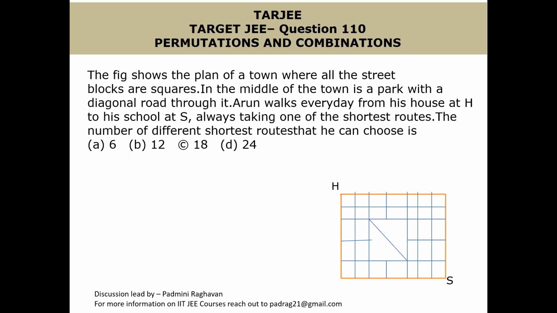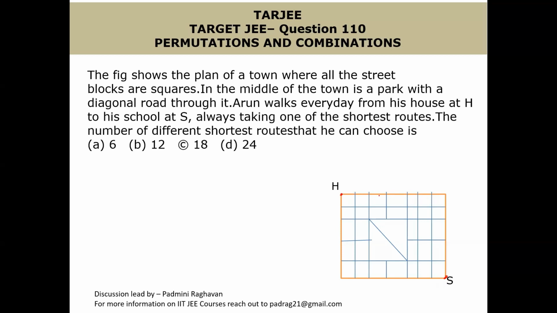So here is Arun's house located, and this is where he has to reach. There are two sentences. One is the shortest route. That means he has to cover the minimum number of steps. In the diagram, it's not very clear, but all the steps are of equal length. Okay. That is how the diagram is given. I have not drawn it that well.